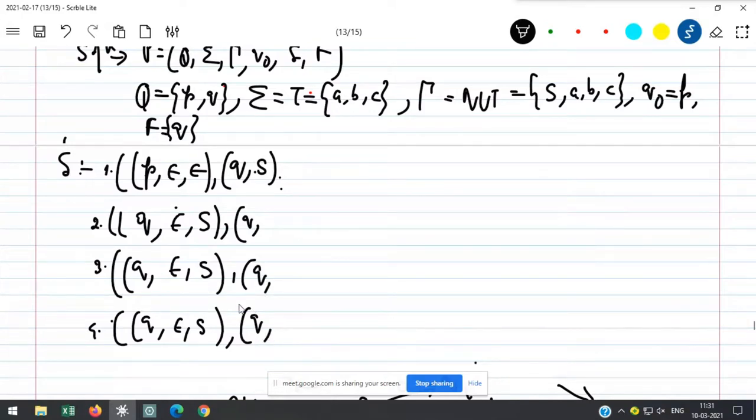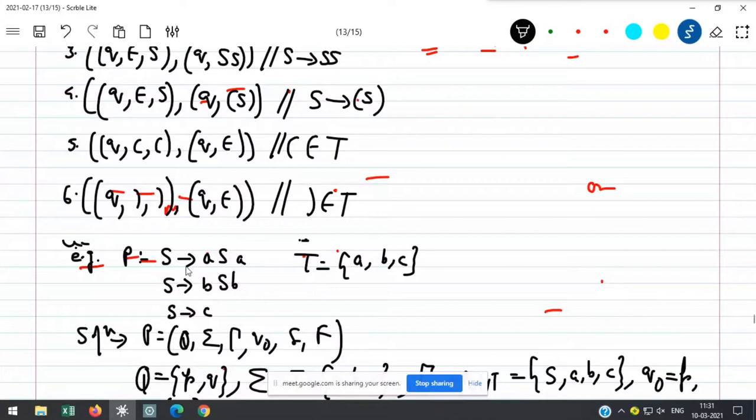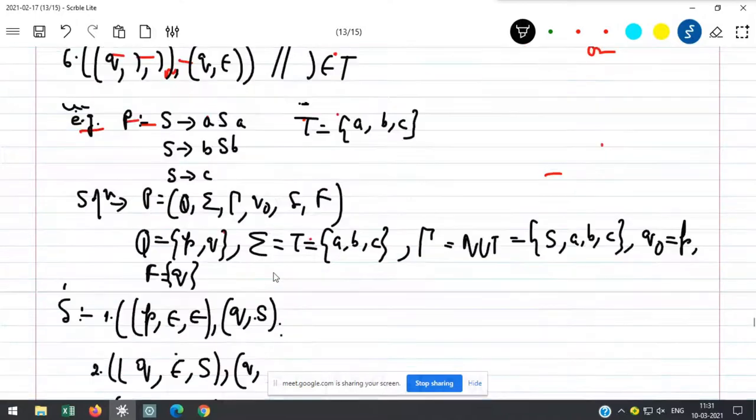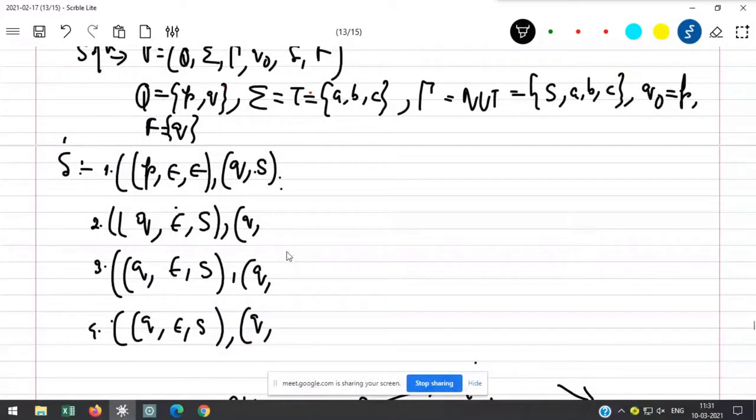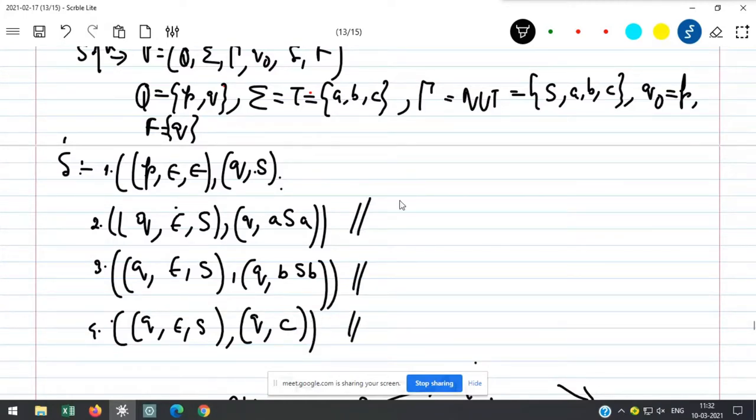So what are the production rules provided to us? S replaceable by A S A, then B S B, then C. So I have to write all of them here. So let me write here A S A, B S B, and then C. This is as per rule number 2. Let me just write S, this will be replaced by A S A, this is for B S B, this is for C.